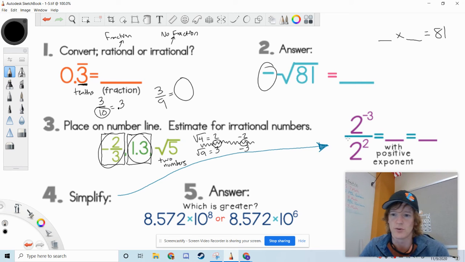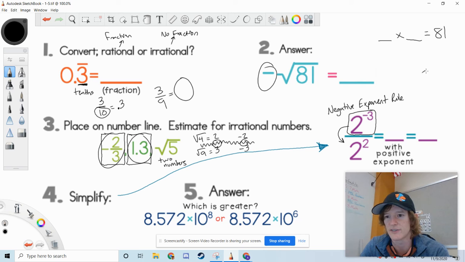For number 4, I've moved it. It's over here. 2 to the -3rd power over 2 to the 2nd power. Well, when we're talking about exponents, we're going to have a negative exponent rule. And what this says is anytime you have a negative exponent, you can move that entire term. We can move this to the denominator, and we'll get rid of the negative.